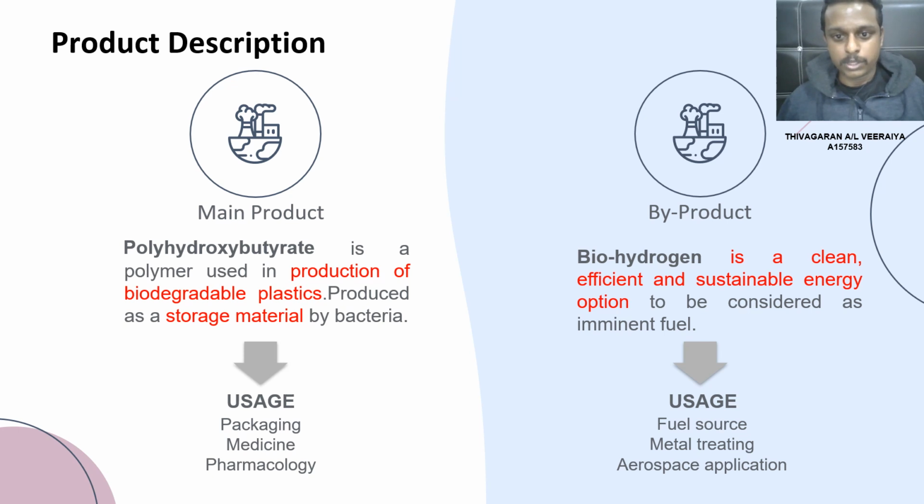In industry, polyhydroxybutyrate can be used in the production of biodegradable plastics, so the usage of PHB is in packaging, medicines, and pharmacology. As a side product, we produce biohydrogen. Biohydrogen is a clean source of energy, so the usage of biohydrogen is in fuel source or for metal treating and also in aerospace application.